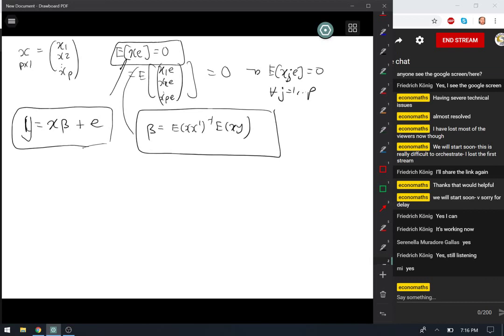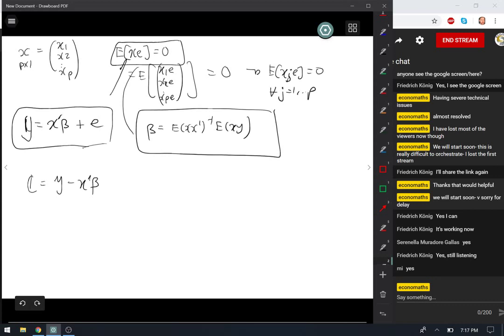You can see that by plugging it in. So we've got y, and e equals y minus x transpose times b. We've got a 1 by p vector of regressors transpose times a p by 1 vector of coefficients. This is a p by p matrix, this is p by 1, and again it's going to give us a p by 1 overall. Well, we can show it.